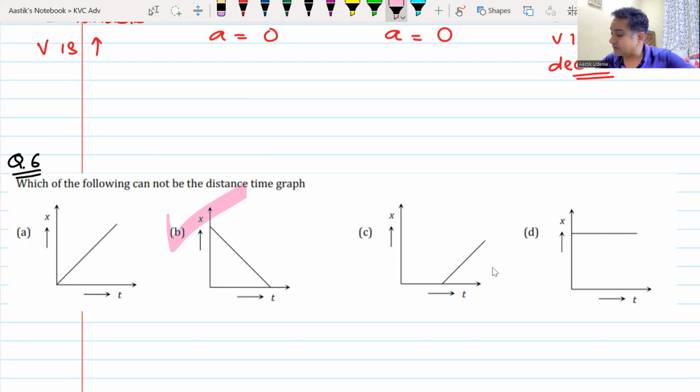Here, if you look at the slope of this graph, slope is negative. Now, slope of position time graph gives you velocity. Slope of distance time graph, yes, will give you speed. Speed cannot be negative, and therefore this graph is wrong.